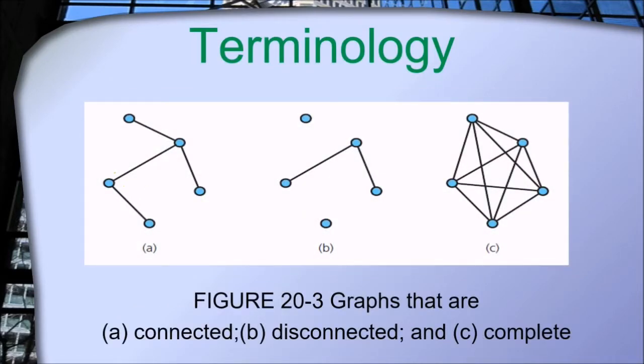Now, a graph that is connected: all the vertices are connected. There is not a single node or vertex which is left. In this case, we have two vertices which are left, so this type of graph is known as a disconnected graph. And a complete graph means all the vertices are connected to the other vertices. Like this one is connected to these four. Every node is connected to every other node. This is called the complete graph.